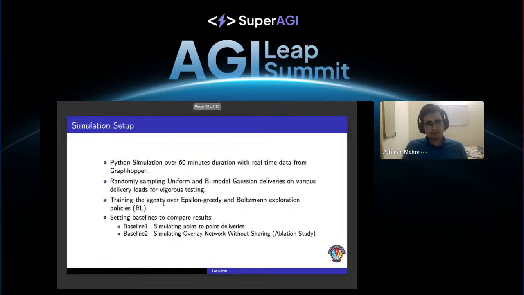So for the simulation setup, we used real world data from GraphHopper, and we ran multiple simulations over 60 minute durations. We're using various kinds of policies and different kinds of delivery loads. And now we vigorously tested our model. We additionally also constructed baselines, which are baselines 1 and 2. I'd not like to go into a lot of detail about them, but baseline 1 basically goes from a point-to-point delivery, whereas baseline 2 is just an ablation study where we do not do any sort of agent interaction and let them follow our overlay network independently.